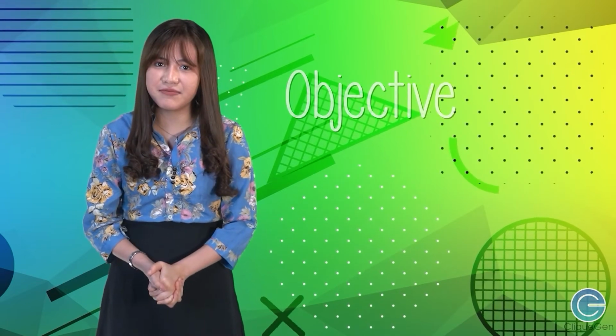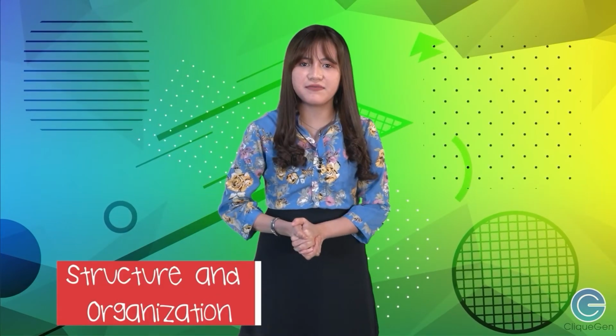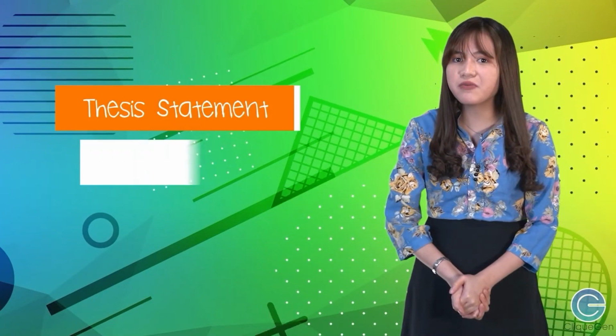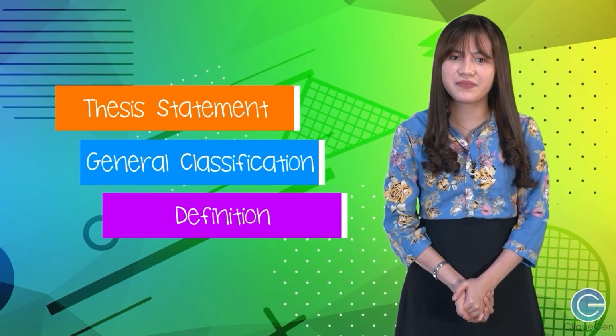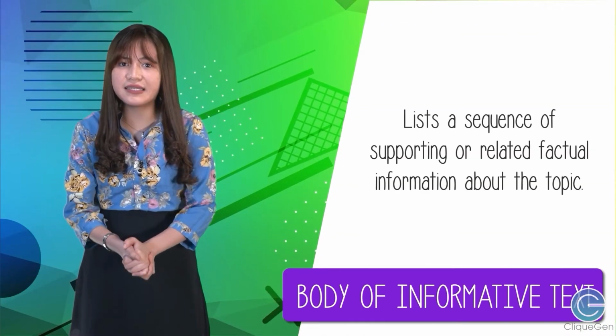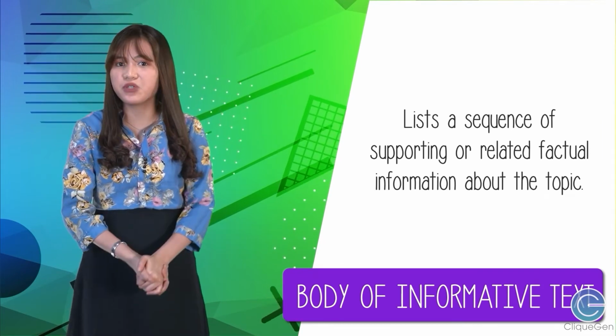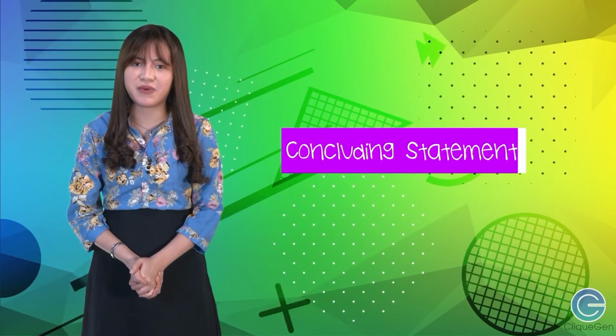In order for an informative text to be effective, it has to present information in an objective, clear, and organized manner, and it should use reliable and scholarly resources to make the text more credible. Now, let's proceed to the structure and organization of an informative text. An informative text begins with a thesis statement, general classification, or definition. The body of an informative text lists a sequence of supporting or related factual information about the topic. The text ends with a concluding statement.